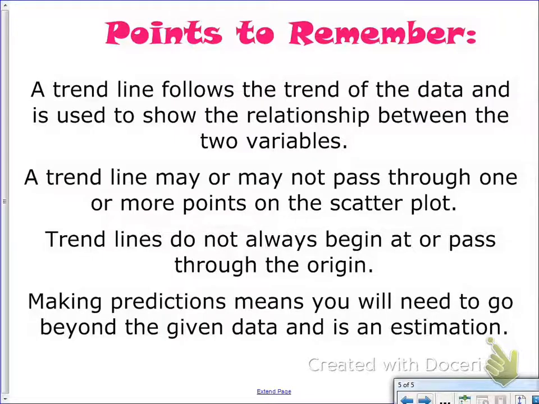So again, sometimes you may be subjective, but as long as you make a valid prediction and can justify your reasoning, you should be good.